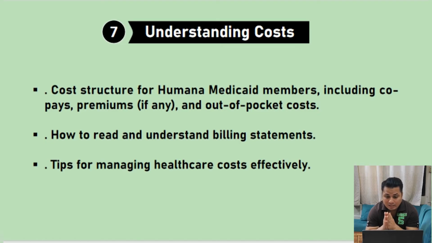So, number seven, understanding costs. In this topic, we are going to cover three important, crucial points. Number one, cost structure for Humana Medicaid members, including copays, premiums, if any, and out of pocket costs. We'll also cover how to read and understand billing statements, guys. And we will cover tips for managing healthcare costs effectively. So we are going to understand these topics in detail. All right, so let's move on to the next slide.